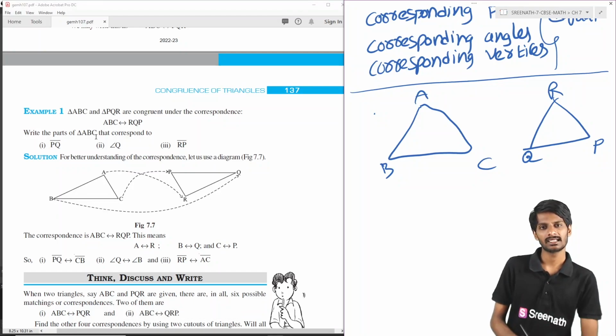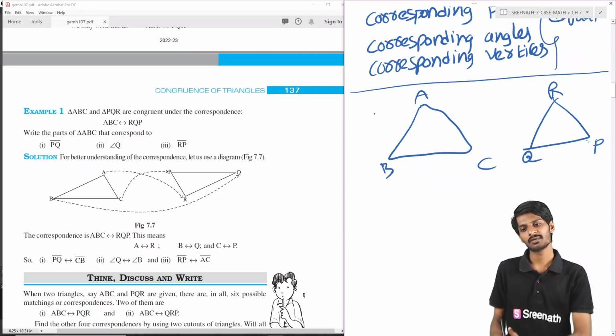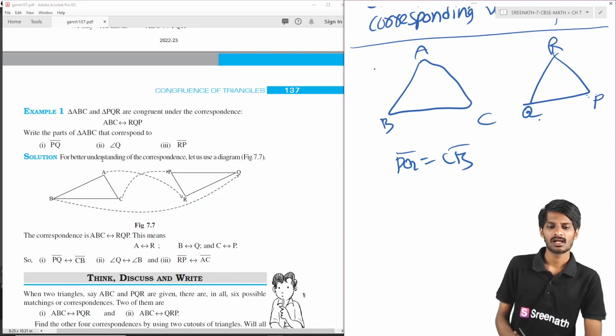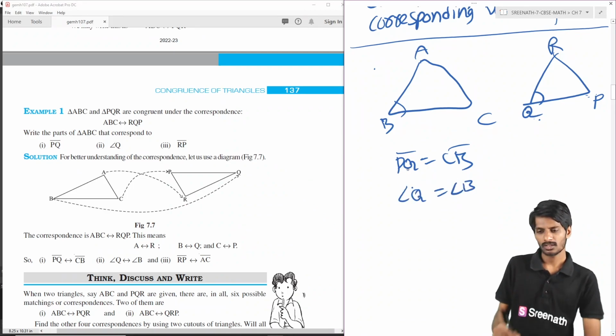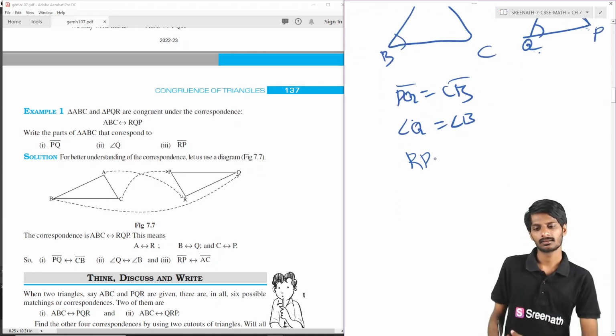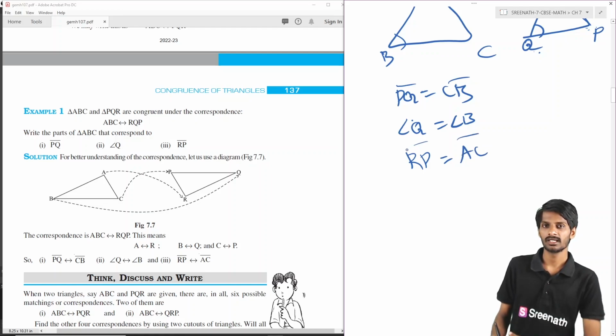So write the parts of triangle ABC that correspond to the parts of triangle PQR. What is the corresponding side to PQ in triangle ABC? For PQ, the corresponding side is CB. So PQ equals CB, students. And for angle Q, what is the corresponding angle? That is angle B. Angle Q equals angle B. And for RP, what is the corresponding side? That is AC. For RP, the corresponding side is AC. So it is like that, students.